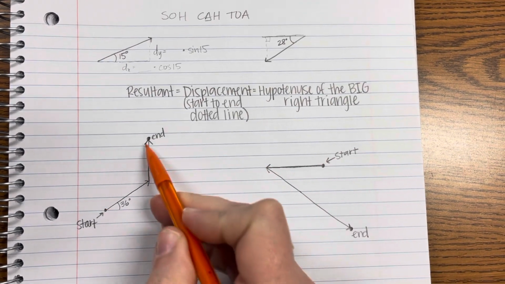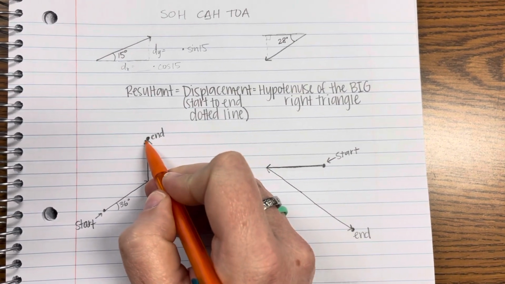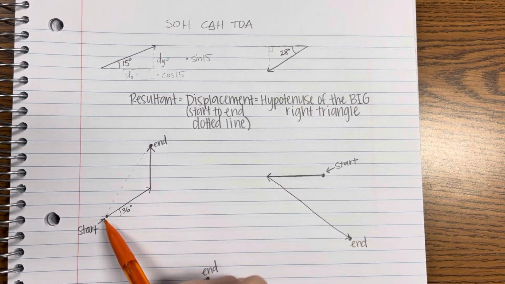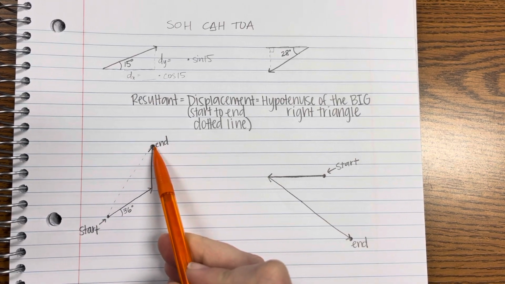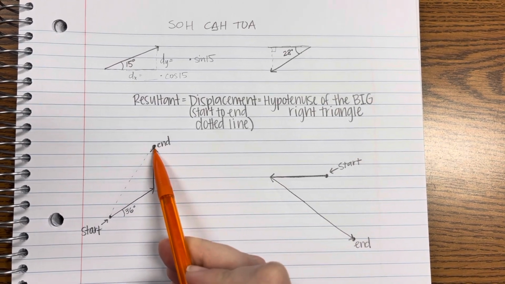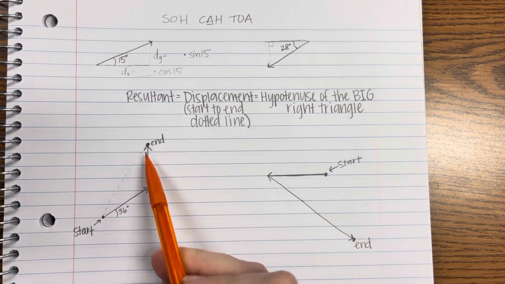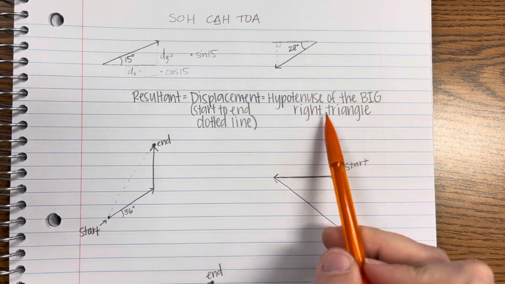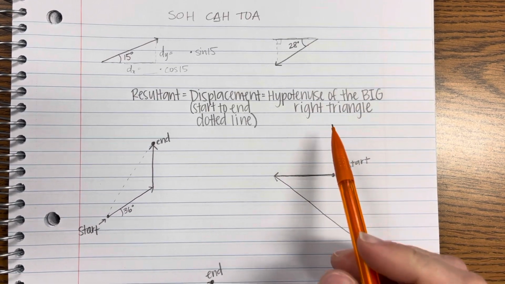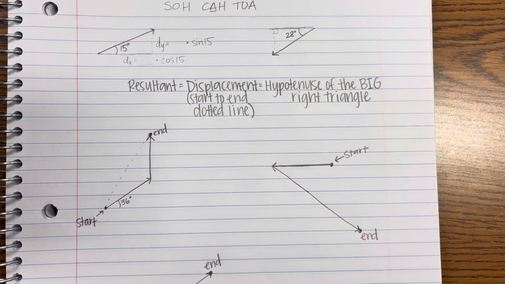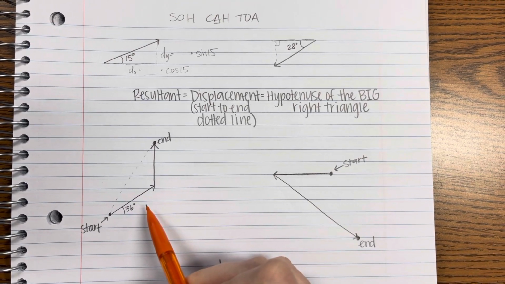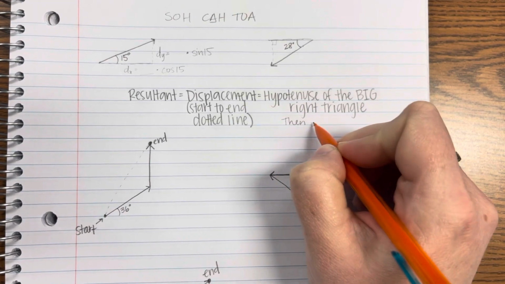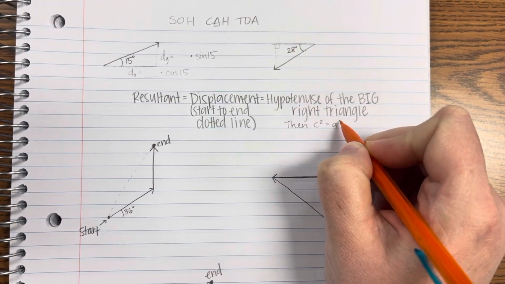Okay, so from start to end, let's see how it goes from the start to the end. Okay, a straight line that goes from the start to the end, and we do dotted just so that we don't get it confused with the other ones. That is going to be the hypotenuse of your big right triangle. You have to find your big right triangle first in order for you to be able to do Pythagorean theorem and your inverse tan.